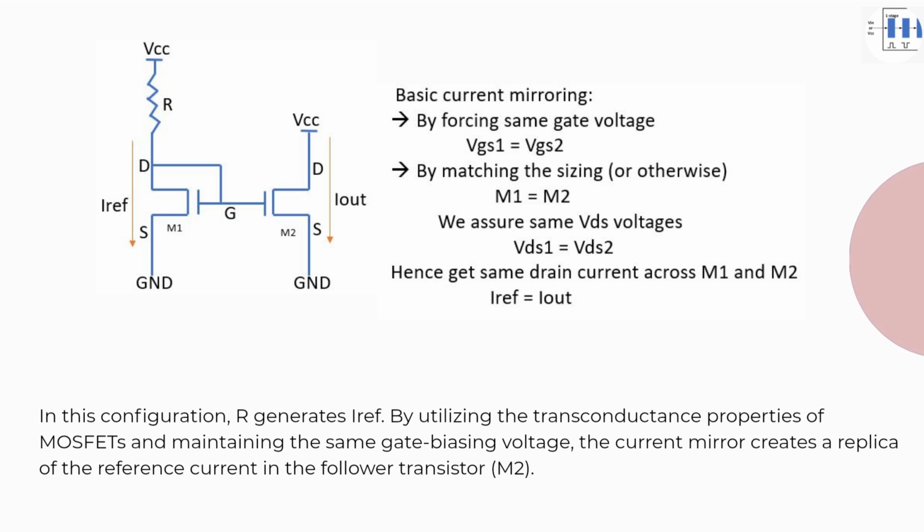In this configuration, R generates IR. By utilizing the transconductance properties of MOSFETs and maintaining the same gate biasing voltage, the current mirror creates a replica of the reference current in the follower transistor, M2.